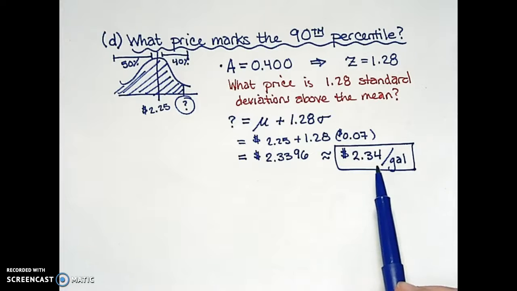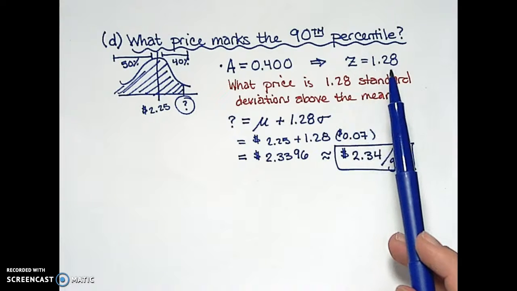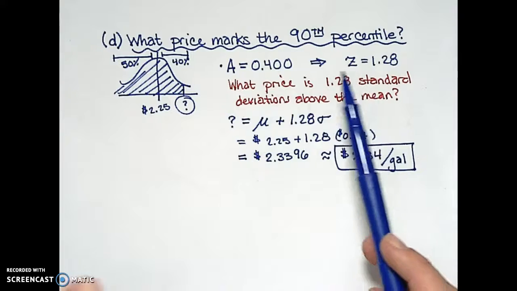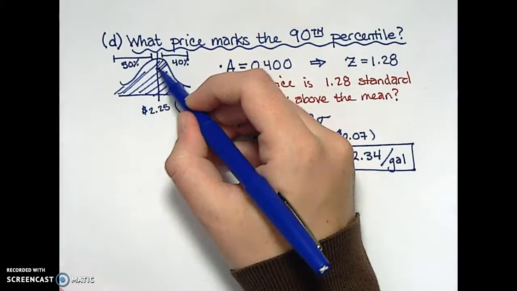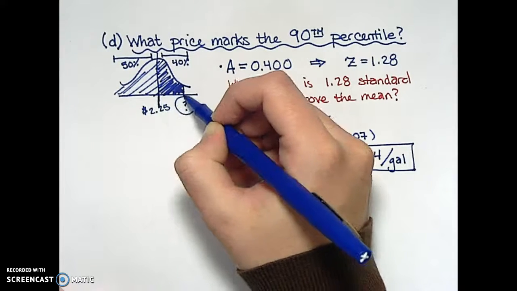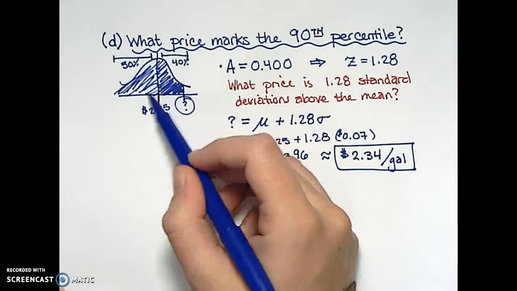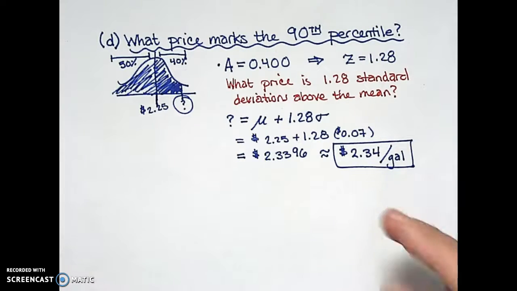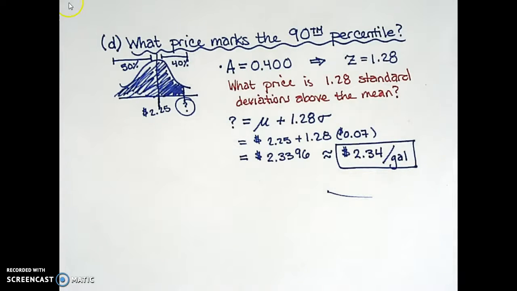This price, if you were to check its z-score, you would get that it sits 1.28 standard deviations above the mean, or in other words, taking the z-score and looking it up in the standard normal table, that means that there's an area of 40% between our mean and that price, and if we add together the 50%, we get a total area of 90% beneath. In other words, this represents the 90th percentile, or 90% of people pay this price or less for their gas.